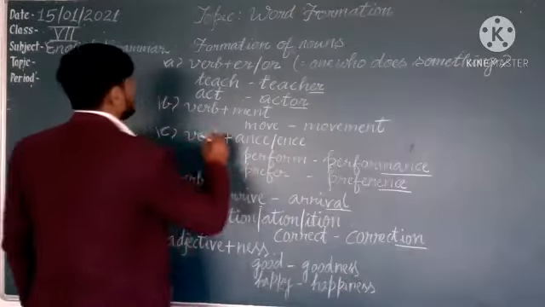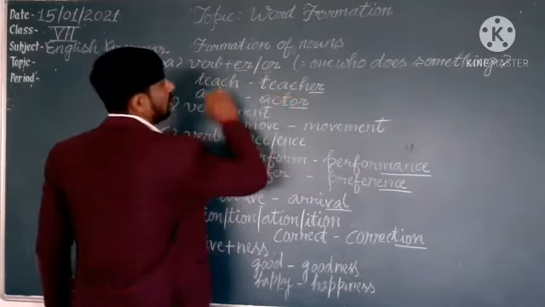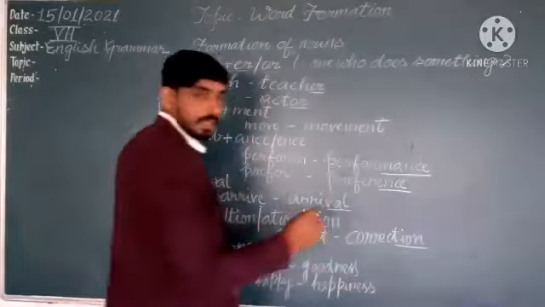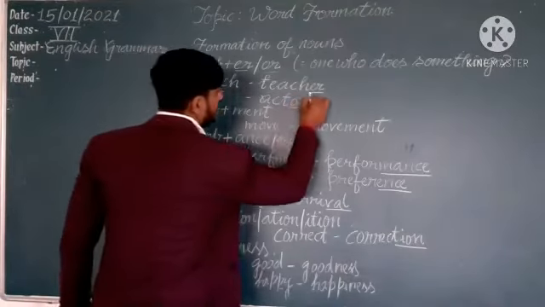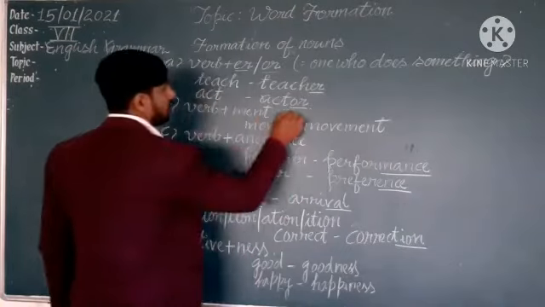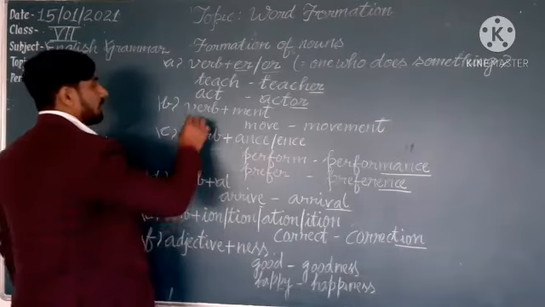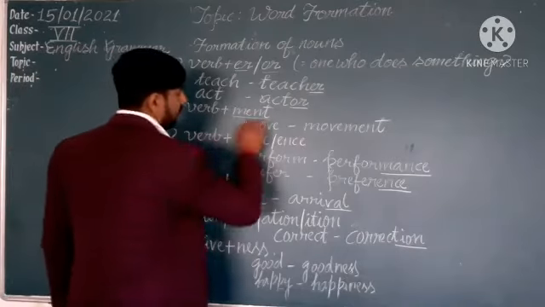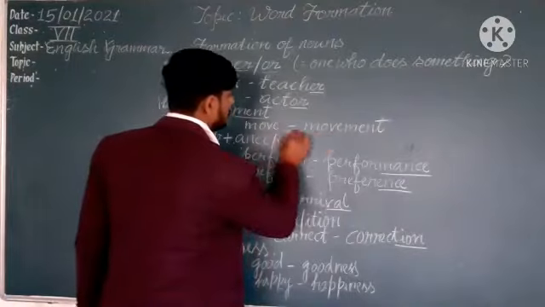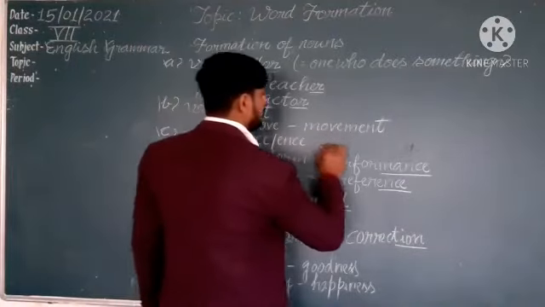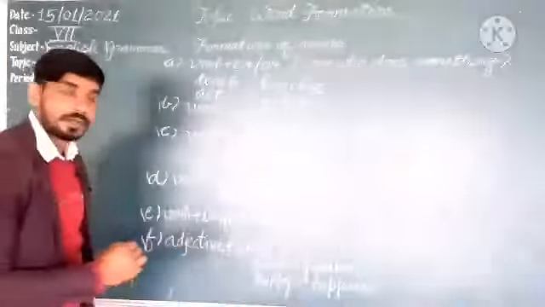Formation of nouns. First we will see here verb plus er or or, which means one who does something. It makes nouns. So teach is a verb, we are adding here er, teacher. Act, we are adding or, actor. Understand? It becomes a noun. Verb plus ment, we are adding ment to make a noun. Move plus ment, movement. It becomes a noun.